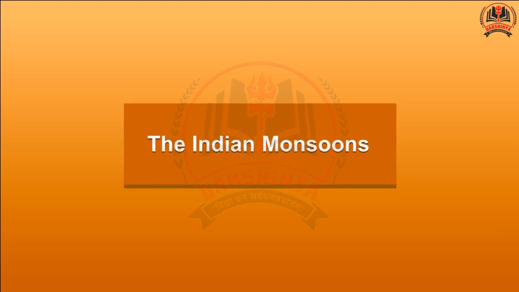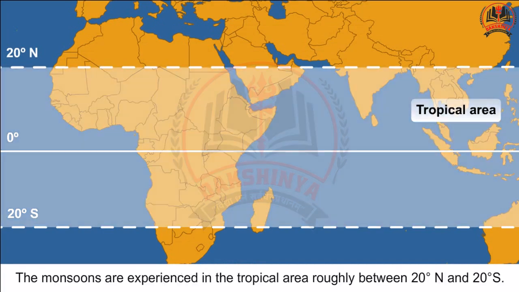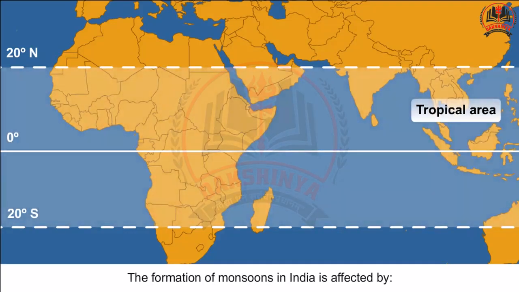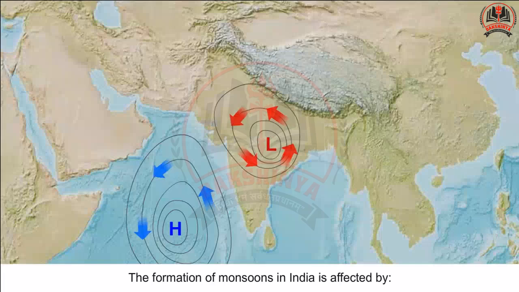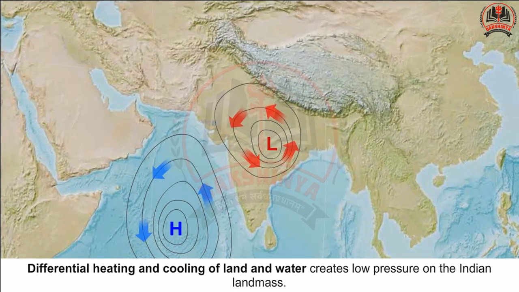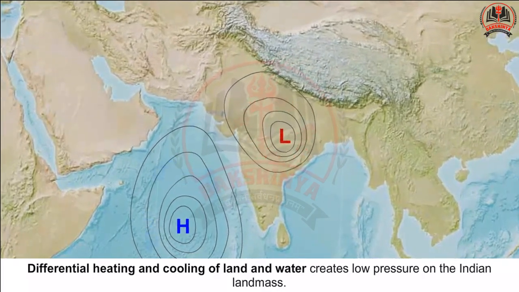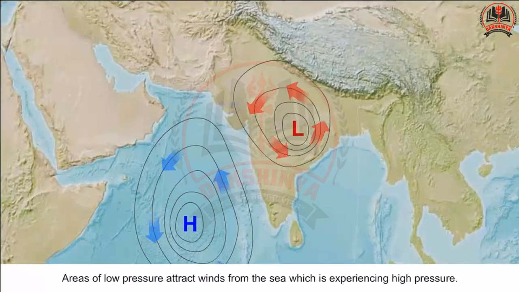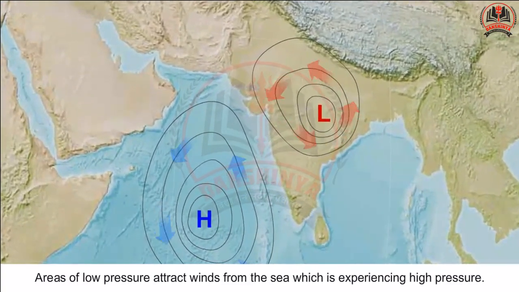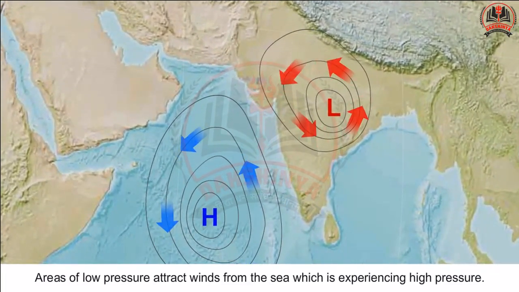The Indian monsoons. The monsoons are experienced in the tropical area roughly between 20 degrees north and 20 degrees south. The formation of monsoons in India is affected by: 1. Differential heating and cooling of land and water creates low pressure on the Indian landmass. Areas of low pressure attract winds from the sea, which is experiencing high pressure.